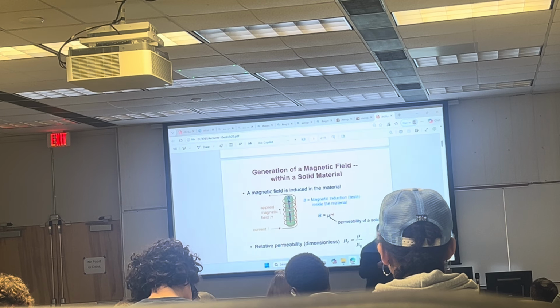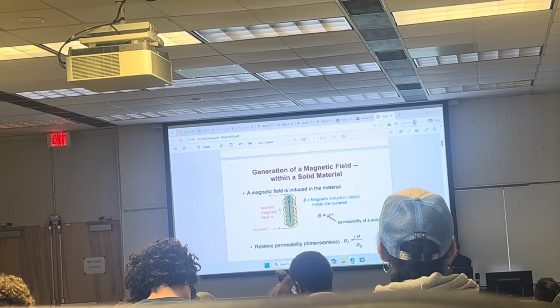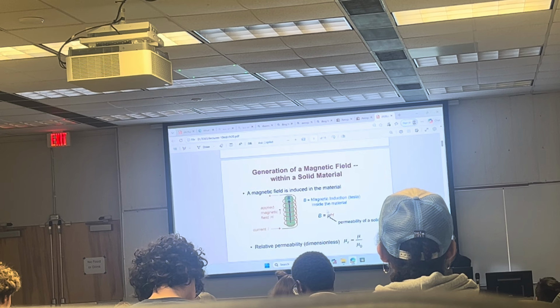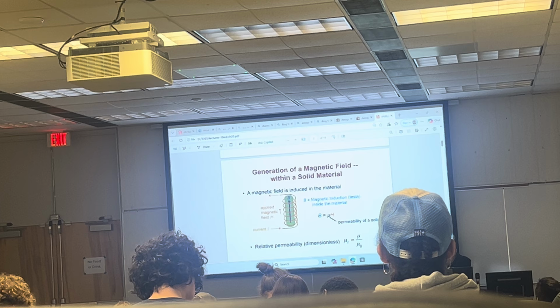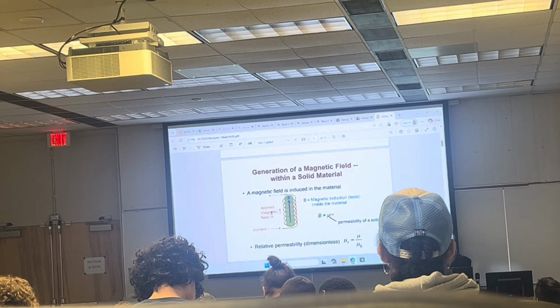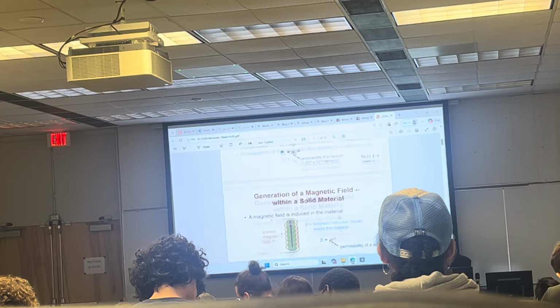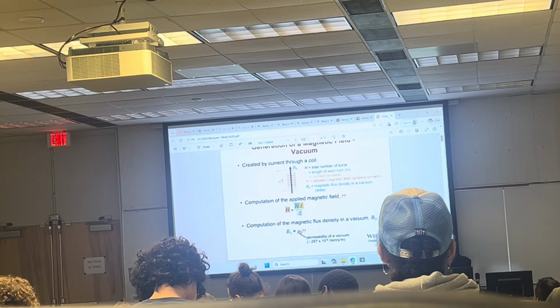So, this permeability here is dimensionless because it is compared to the permeability of vacuum. So magnetic induction is happening inside this material when you're applying magnetic field, H. And the magnetic field you can calculate from this formula.